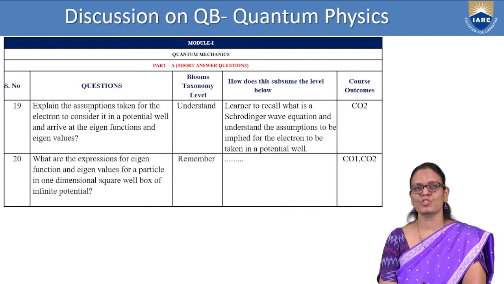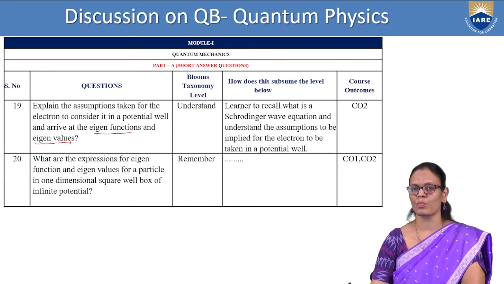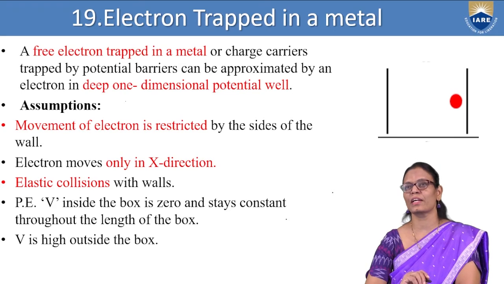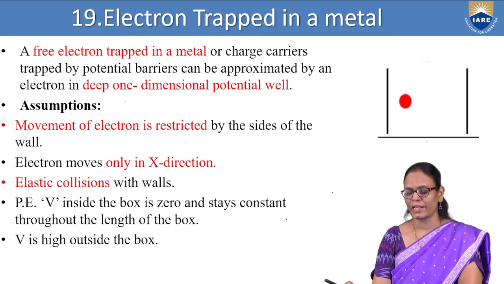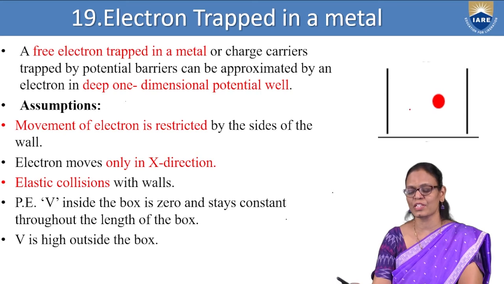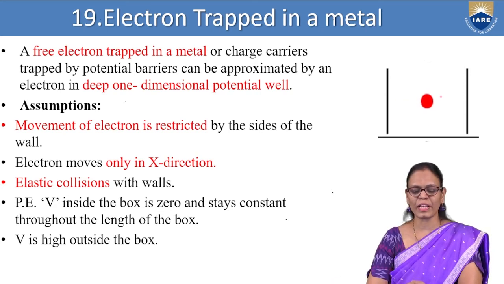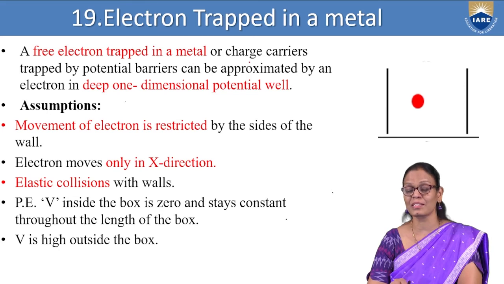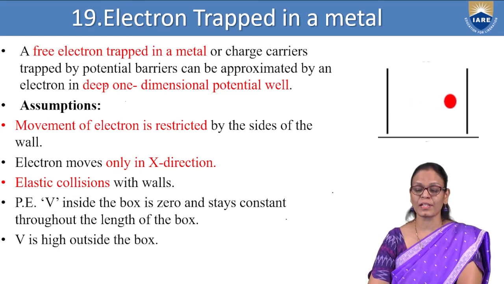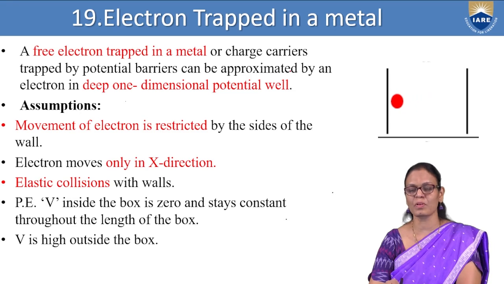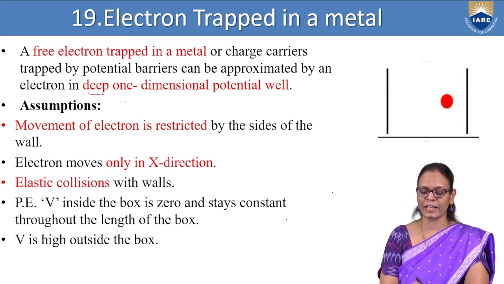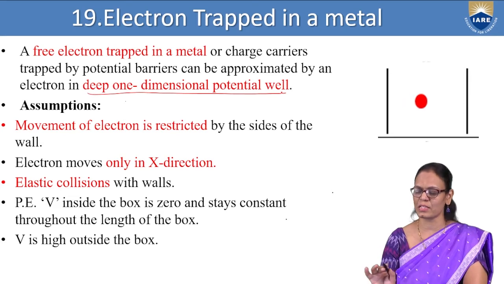Now explain the assumptions for the electron to consider it in a potential well and arrive at eigenfunctions and eigenvalues. So we have to explain how we are arriving at the eigenfunctions and eigenvalues. What are the assumptions we are taking? If you see here, this is symbolizing an electron which is trapped in a metal. A free electron trapped in a metal, or charge carriers, for example, which are trapped by potential barriers, can be approximated to an electron in a deep one-dimensional potential well. So this is the situation.